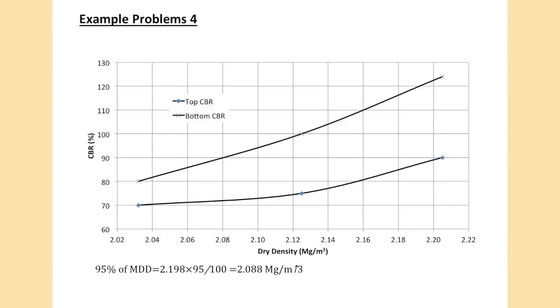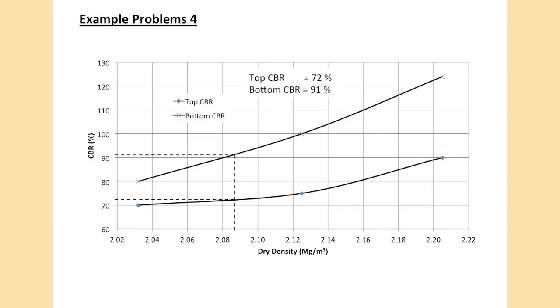First, determine the value of 95% of maximum dry density. As you can see, the value of 95% of maximum dry density is 2.088 megagram per cubic meter. Next, proceed to determine the CBR value at 95% of maximum dry density for both layers. Draw a vertical line at the value of 95% of maximum dry density and determine the CBR value for each layer respectively. For this question, the CBR values for the top and bottom layer are 72% and 91% respectively.